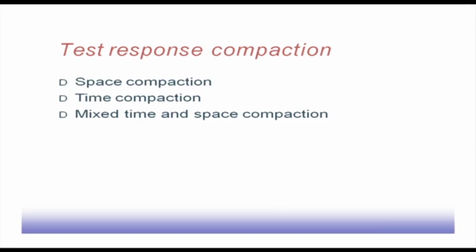This response compaction can be done in 3 different modes: we can have space compaction, we can have time compaction, or we can have some mixed mode of compaction. For space compaction, if a circuit has 100 bits as output, there is no point keeping all the 100 responses in the signature. So, we need to store only a few of them, so that maybe we can do some reduction. That is the space compaction. Then we can have time compaction.